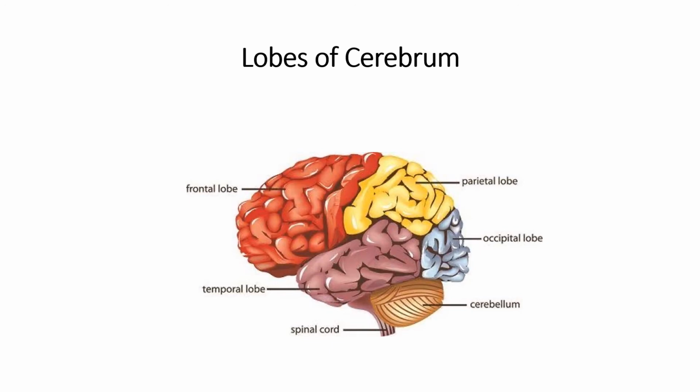These are the lobes of the cerebrum. The frontal lobe is present on the front side. The parietal lobe is present on the dorsal side. The occipital lobe is present just behind the parietal lobe, and just above the ear, on the lateral side, we can find the temporal lobes.